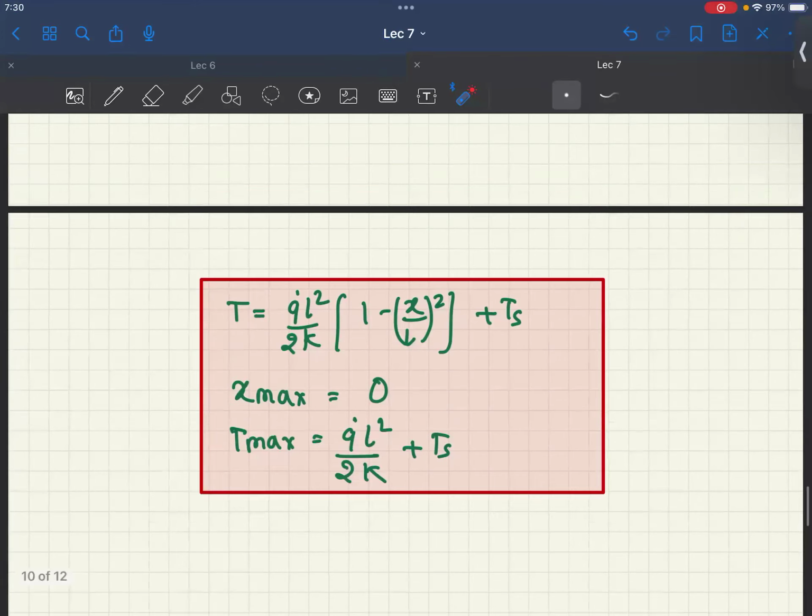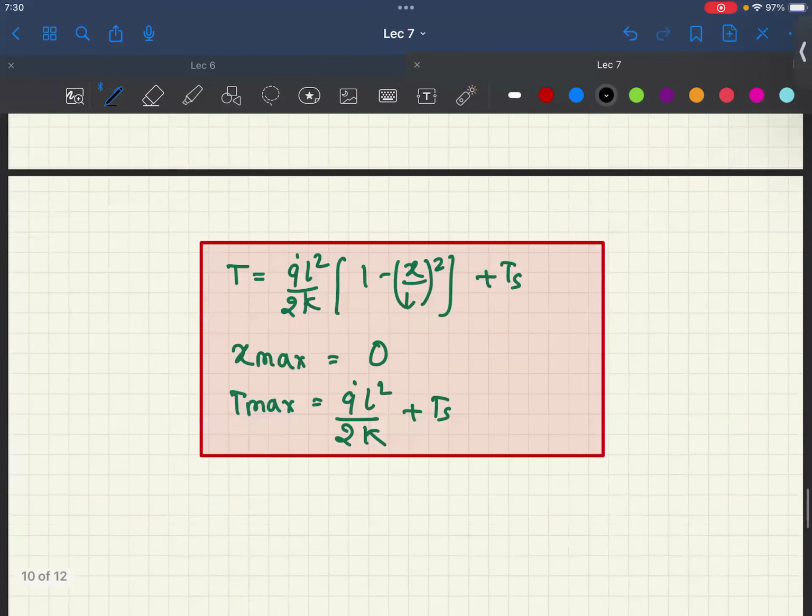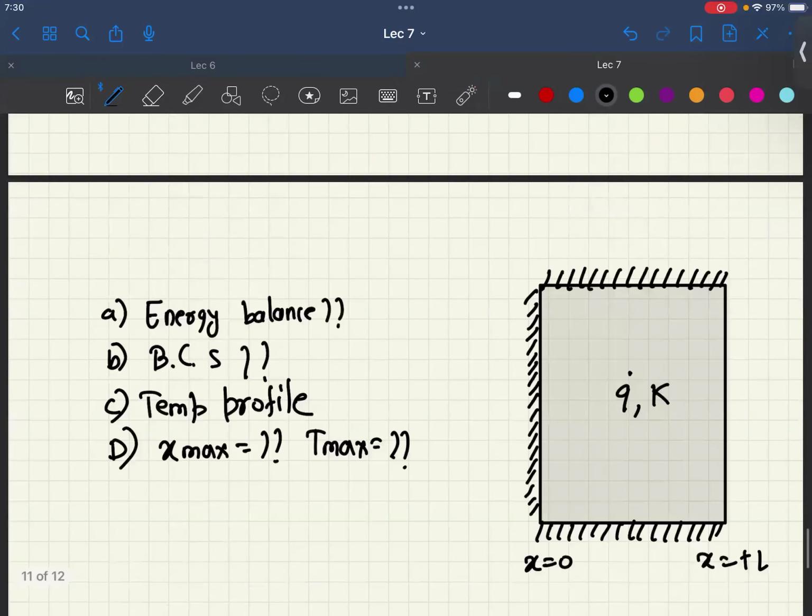This is precisely why we started with this nomenclature, wherein I had this coordinate system, wherein I took the center of the slab as the origin, where we had x equal to 0, and at the ends we had x equal to plus L and x equal to minus L, and the total length of this whole slab was equal to 2L, right? So now this is a homework question for you.